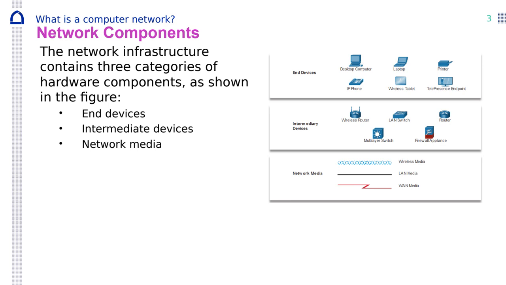The network components are divided into three categories. This is very important. We have the end users, or end devices, like your computer, laptop, printer, wireless tablet. Then we have the intermediary devices like switches, routers, access points. And then we have the network media like LAN, wireless media, and WAN media.